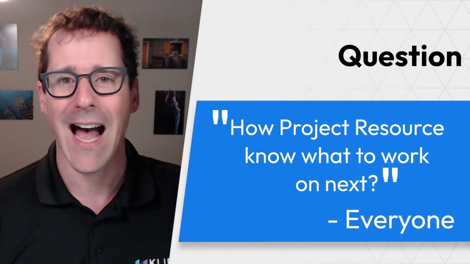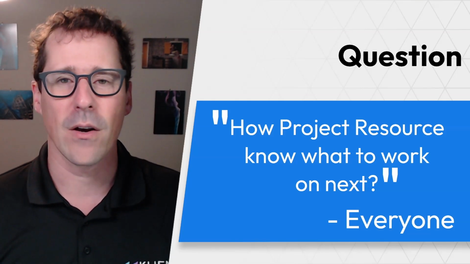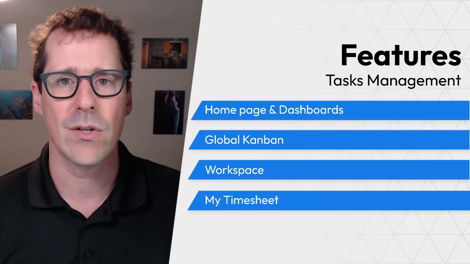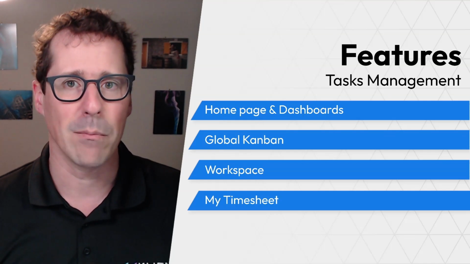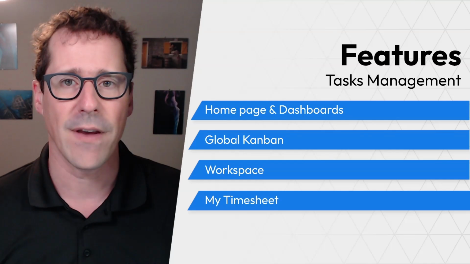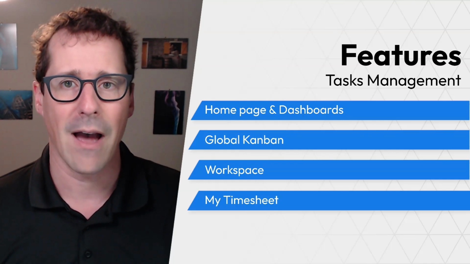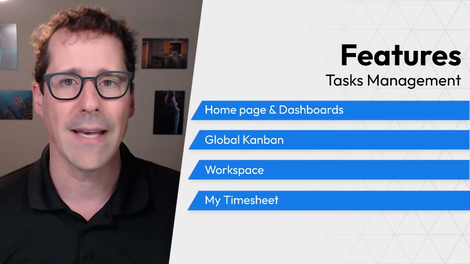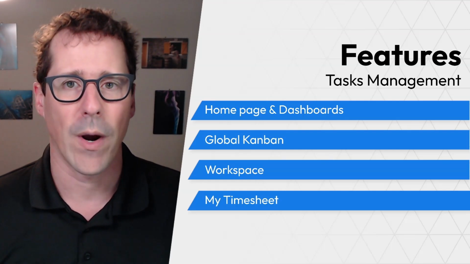And this one I want to answer a question from everyone, which is how do project resources know what to work on next? So for this, I'm going to go through different tools from Client that can help a resource. First, the homepage, leveraging some dashboard components. Second, the Kanban board that can be used globally or project specific. And same for the workspace that can also be leveraged globally for all tasks that you might have in the system. And then finally, using some neat trick on the My Timesheet that can also serve as a list of tasks to tackle. So here we go.